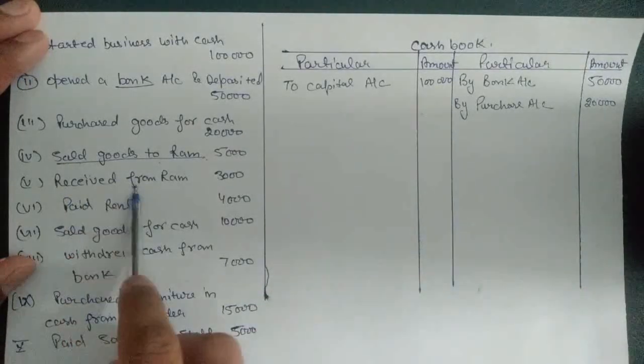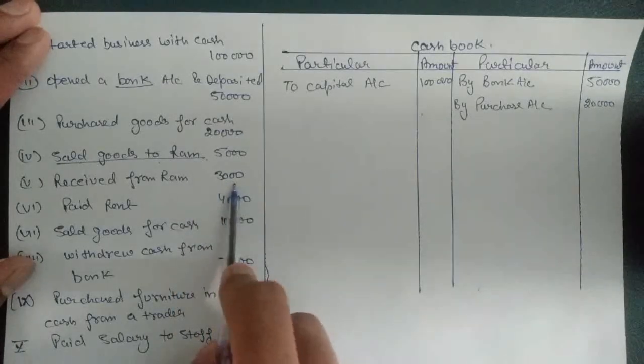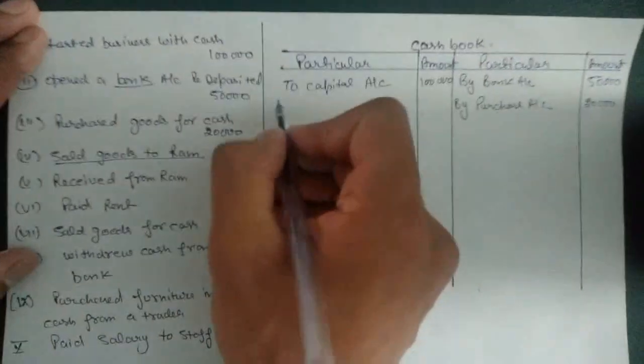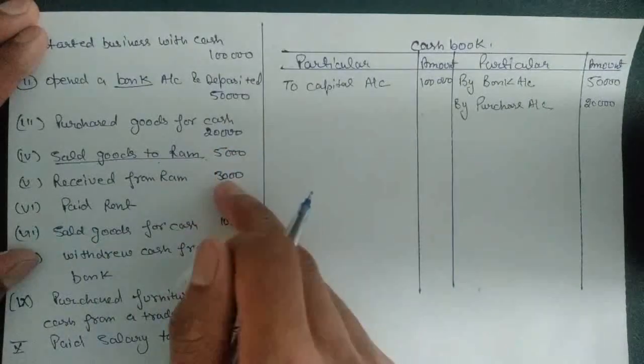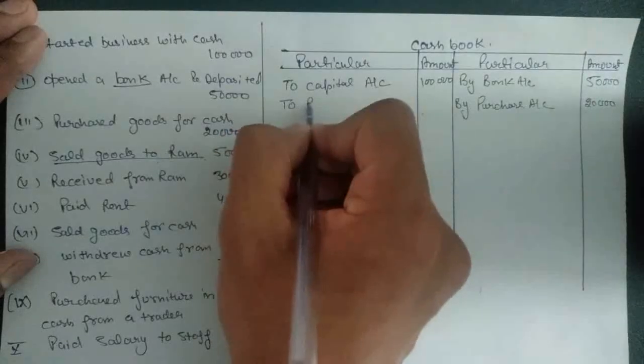Next thing is received from Ram. This time we received cash from Ram, so we will post it, because receiving cash means inflow of cash, to Ram.